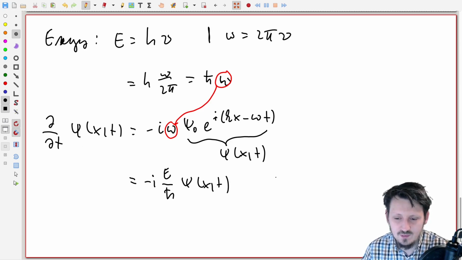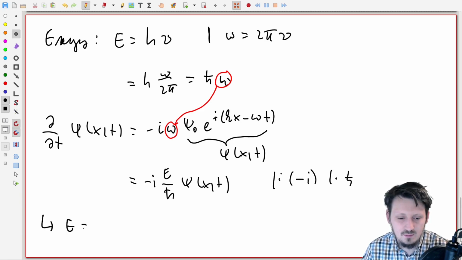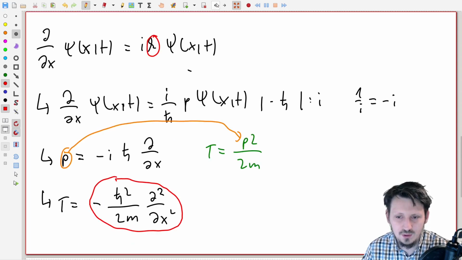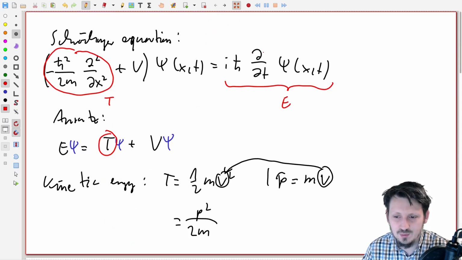So if we solve this now for E, again we have to divide it by minus i, which leads to the fact that in this fraction which we get, the minus vanishes, and we have to multiply it with h bar. And this leads to the fact that E, the operator E, is given as i h bar d over dt. And again, when we take a look, we now get here our new formula, our new operator equation, so to say. And this is exactly also what is given here.